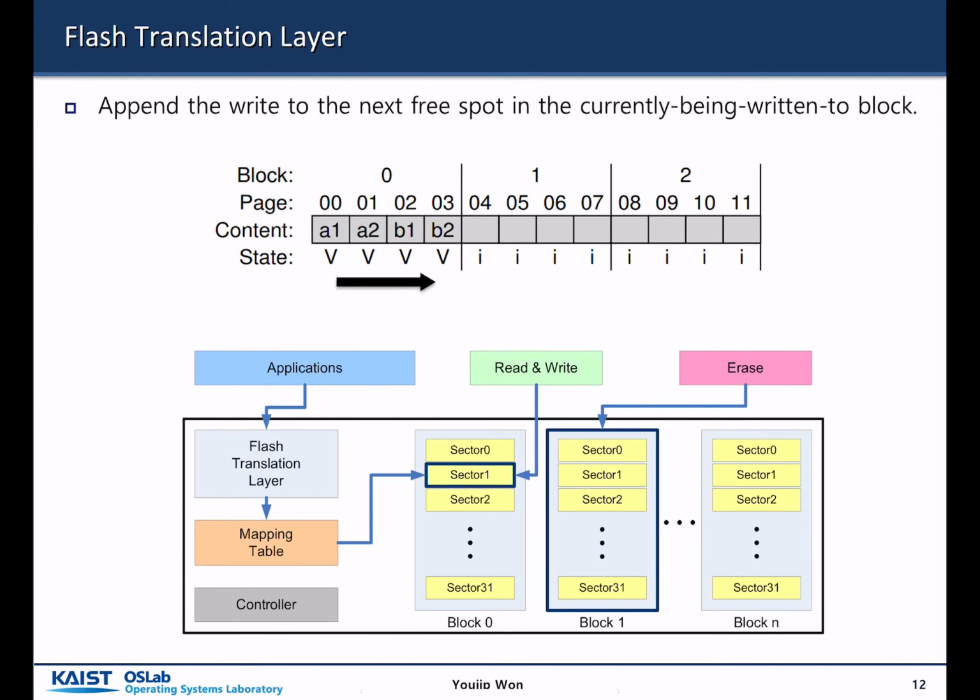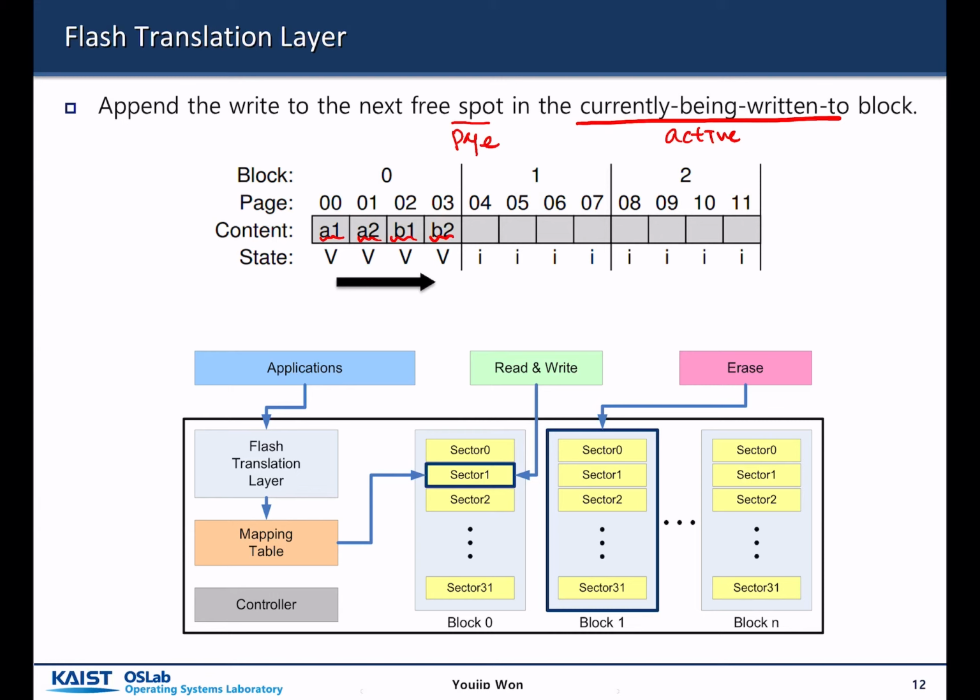So let me provide an example of how flash translation works. When writing a page to the flash SSD, we append the write to the next free spot. Free spot means free page. The block currently being written to, we call it the active block. For example, if we start to write 4 pages, and the contents correspond to A1, A2, B1, and B2, those pages are written to the first 4 initialized pages.